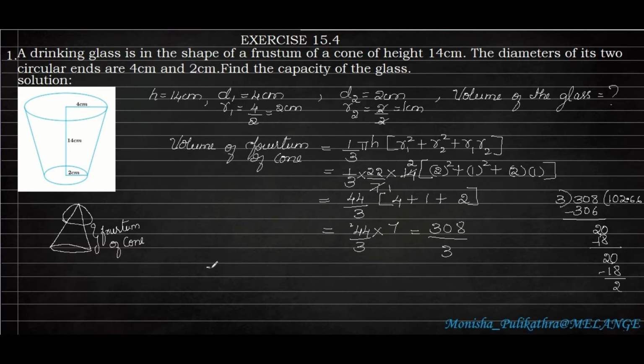So the volume of the frustum of a cone is 102.66 centimeter cube. Since volume is given, the unit will be centimeter cube. If area is given, then it will be centimeter square. All the units are given in centimeters, so we have to write centimeter cube. If they are given in meters, then we have to write meter cube. I hope you understood this.